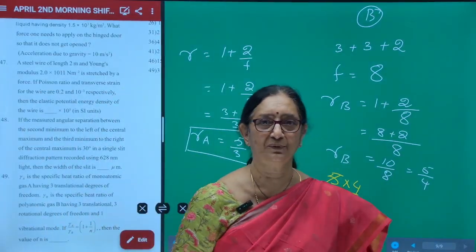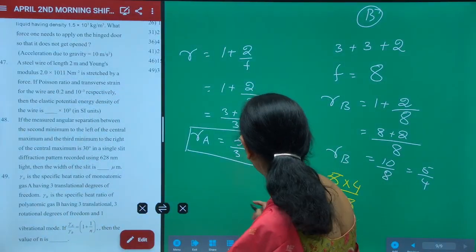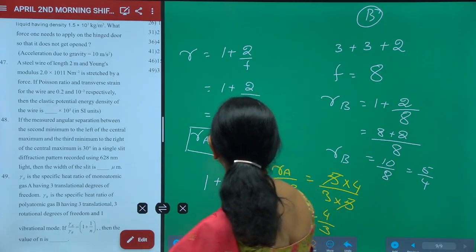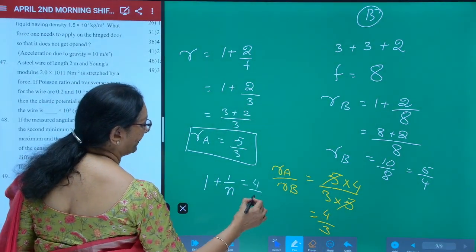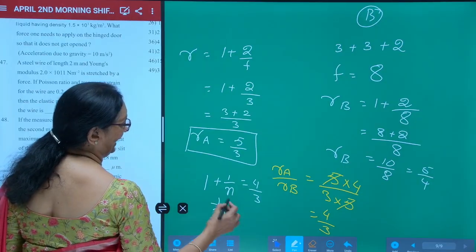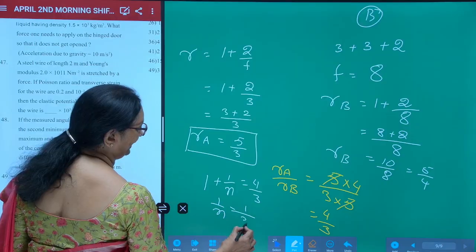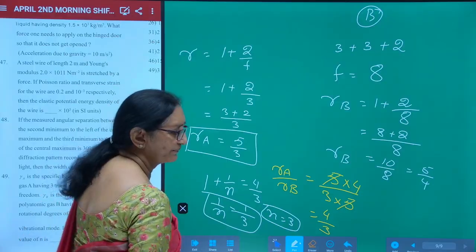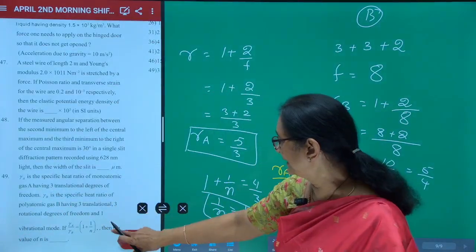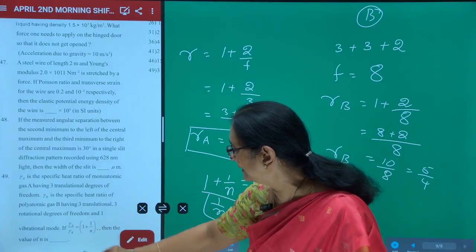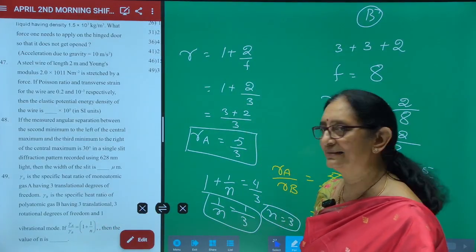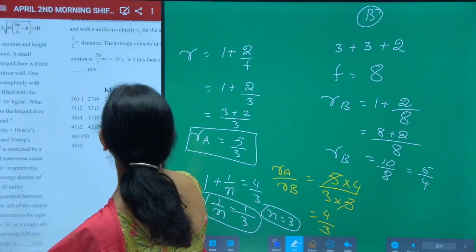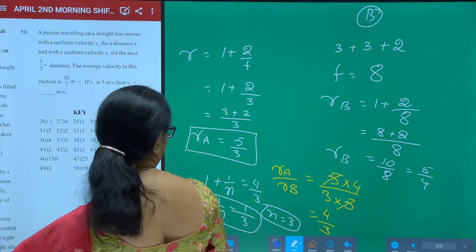Here it is a numerical question. It is given that gamma A by gamma B is 1 plus 1 by n, that is equal to 4 by 3. 1 by n, 4 by 3 minus 1, it is 1 by 3, which implies n is equal to 3. So, if it is 1 plus 1 by n, then find the value of n. So, answer is 3 here. Okay. Now, let us go to the last question, question number 50.